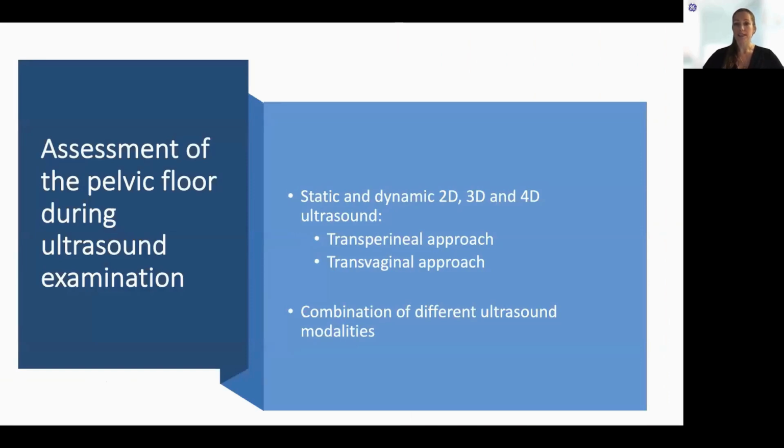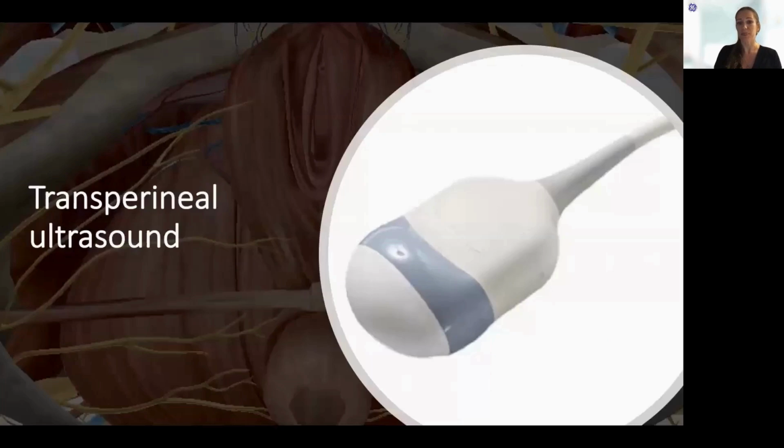If we want to assess pelvic floor anatomy, and if we want to detect possible damage to the tissues, we have to use ultrasound. We may choose static or dynamic, 2-dimensional, 3-dimensional, and or 4-dimensional ultrasound, and we may use the transperineal or transvaginal approach. And of course, we can combine those different ultrasound modalities.